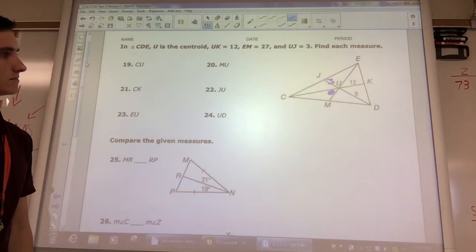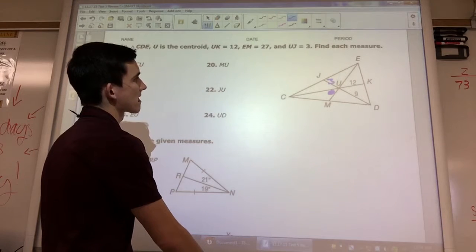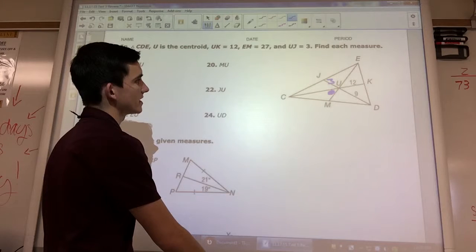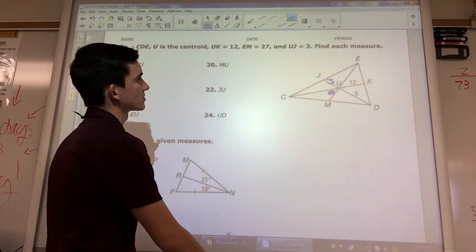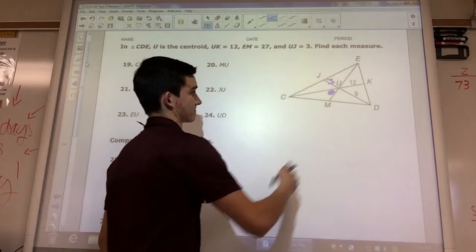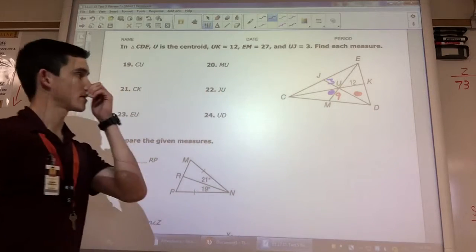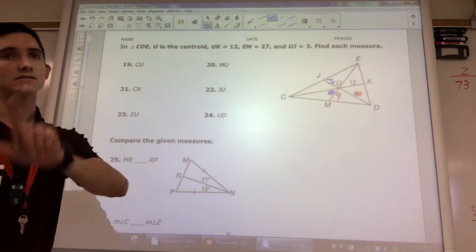No. No. Yes, because EM equals 27. EM equals 27, so it has to be 9. So it all just got mixed up, huh? Yeah, it did. Well, that's quite unfortunate. Here we go. So let's put that there. I'm glad you caught that.